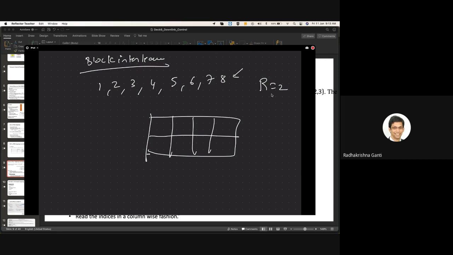Then you write them row wise: 1, 2, 3, 4, 5, 6, 7, 8. You're writing the numbers row wise. But when you're reading it out, you read column wise. So the interleaved output will be 1, 5, 2, 6, 3, 7, 4, 8.